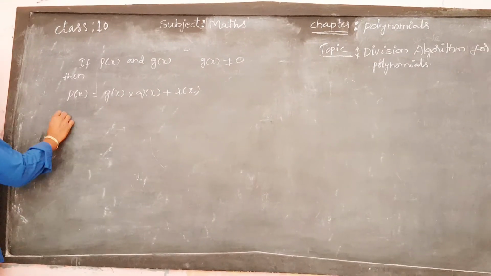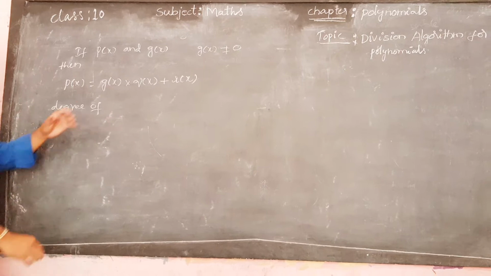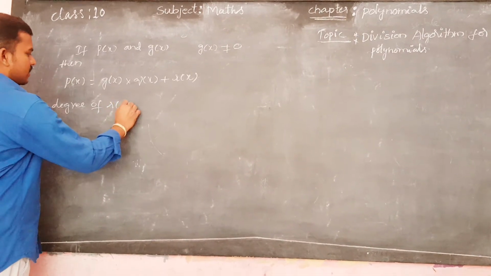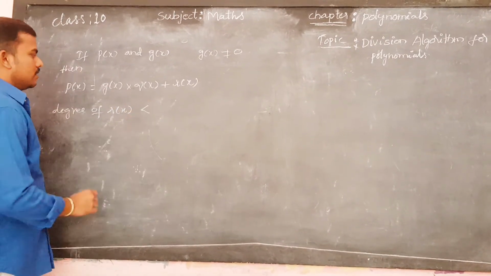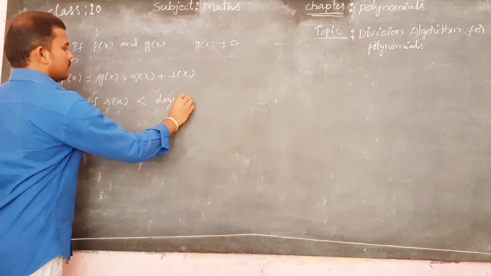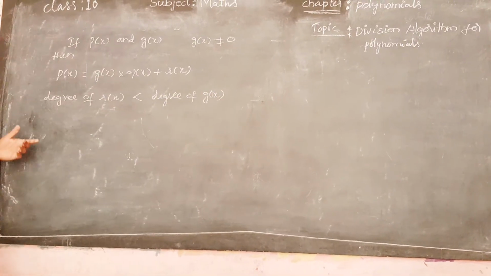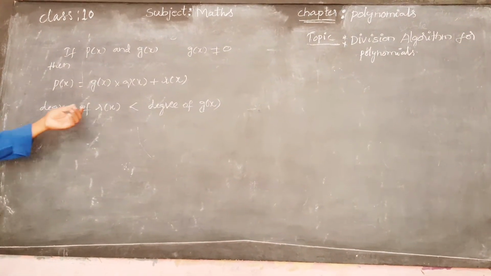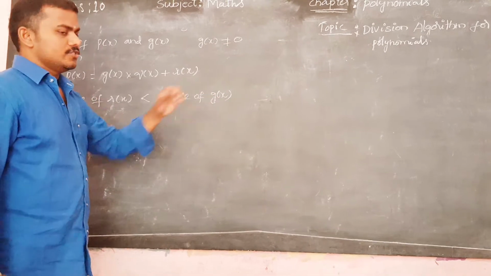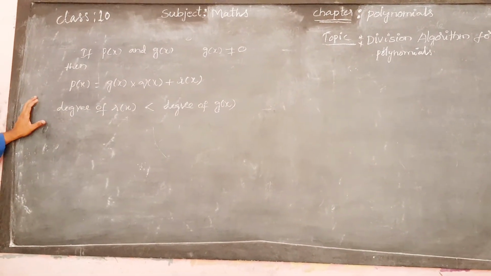The degree of the remainder r of x is less than the degree of the divisor. Degree of divisor means g of x. So here the degree of r of x is less than the degree of g of x. This result is known as the division algorithm for polynomials.